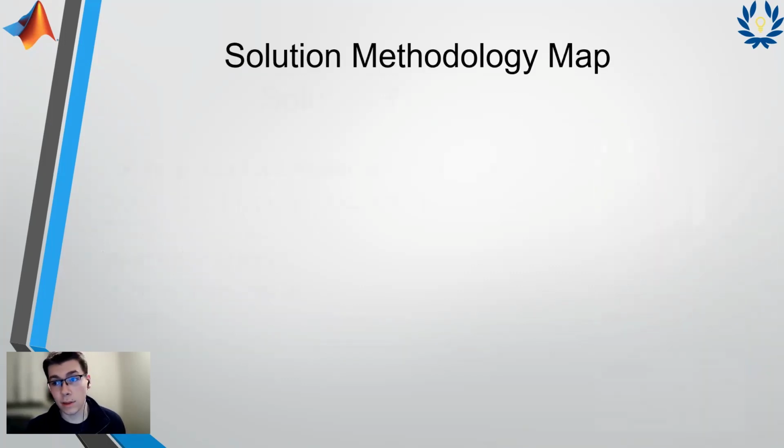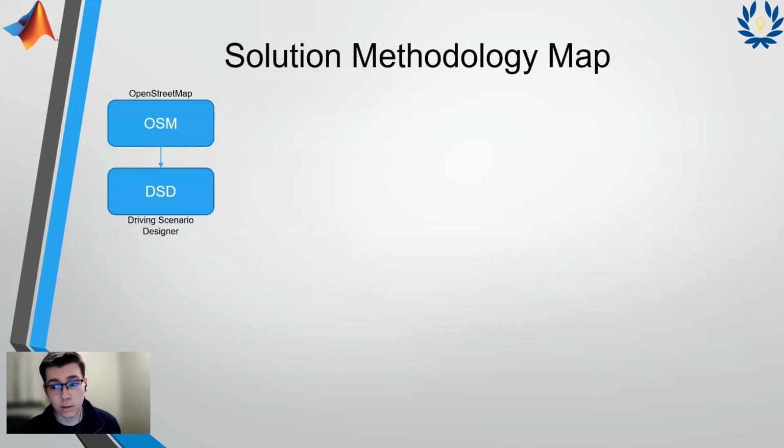So now we have a solution methodology map, which essentially lays out how the program itself flows. To start with, we look at OpenStreetMap data. OpenStreetMap data allows you to take any section of road and convert it into something that's readable by the program, and it's very useful. This data is saved as a .osm file and can be imported directly into the driving scenario designer. The driving scenario designer processes this road information based on user instruction and will help us generate our track data. This will be saved as a .mat file and can be exported as a .m file so that it can be read by your program later on.